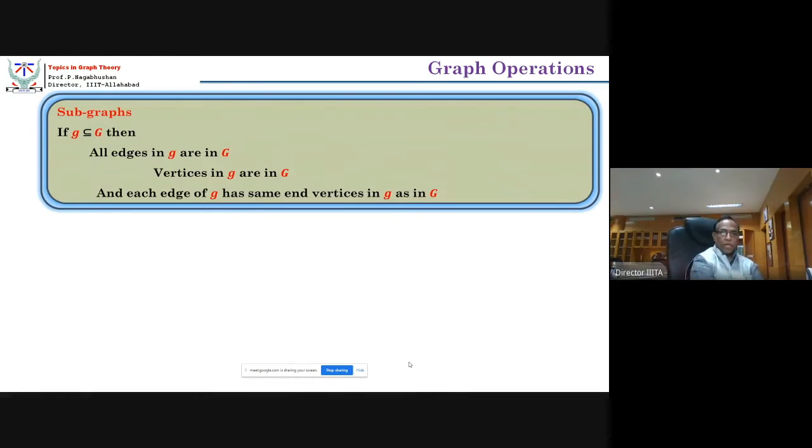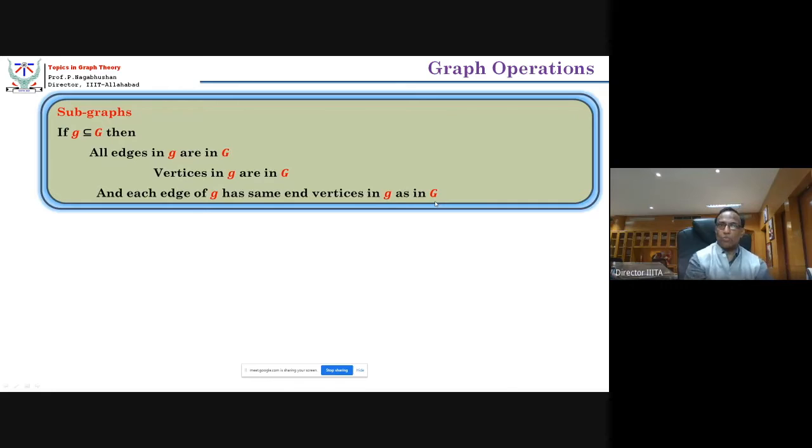So subgraphs. If g is a subgraph of G, recall, we have already told that the graph is a set of sets. Therefore, all set theoretic operations should be applicable as graph theoretic operations. So if g is a subgraph of G, then the definition tells that all edges in small g should be present in capital G. So all edges in the small set g should be present in the capital set G. So commonality in the edge set should be there. Of course, this edge set is a superset, whereas this edge set is a subset, but all edges present in this should be present in this. And vertices in g should be present in G. And each edge of g has the same end vertices in g as in G.